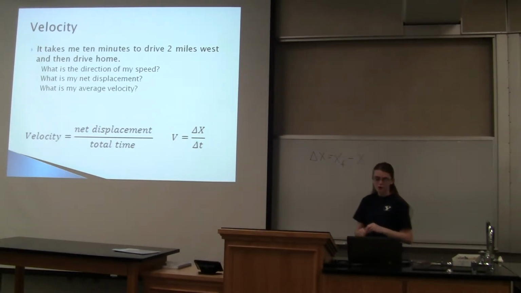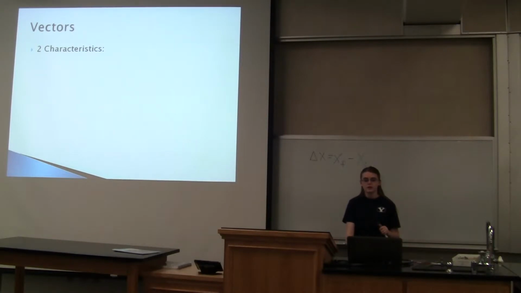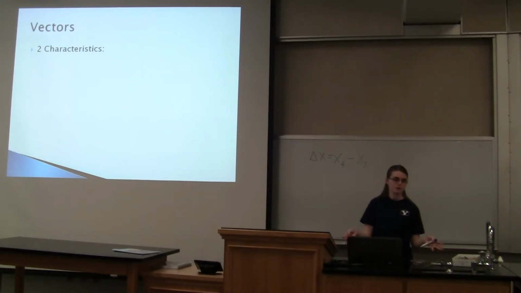Awesome, 20 minutes. Okay, but what about my delta t? What's my net displacement? Right, it's 0. So my average velocity is 0 miles per minute because I started and ended in the same spot. So velocity is what we call a vector. You've probably talked about this in your math class. We're going to review it really quick.